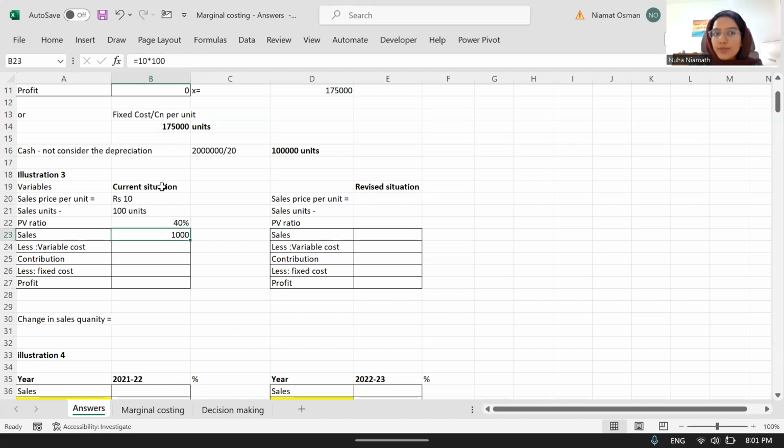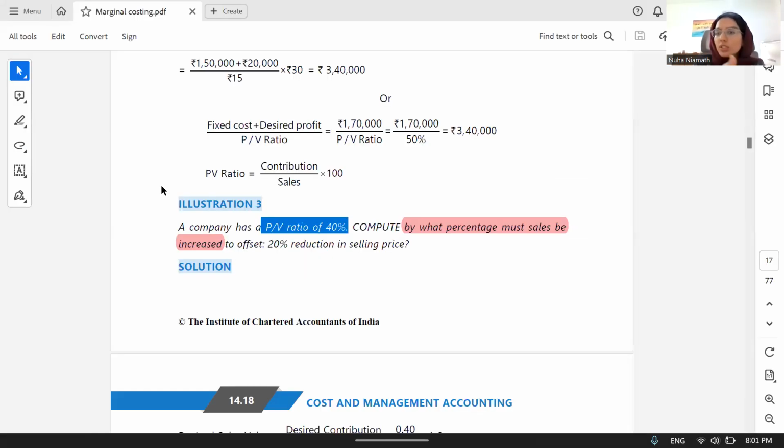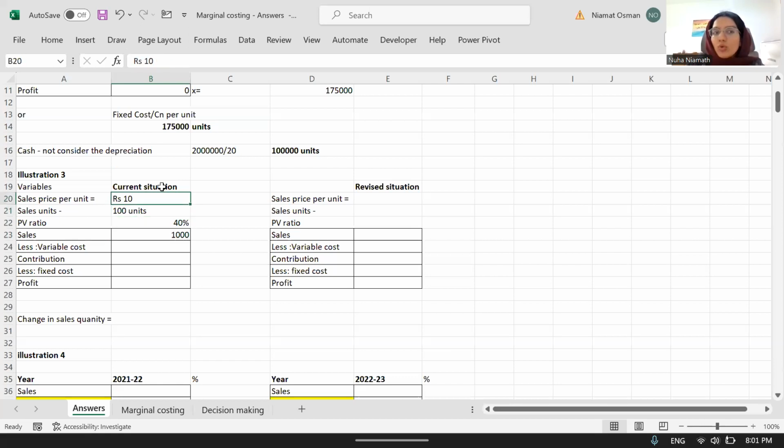Is this clear, everybody? The sales price per unit, I'm taking it as 10 rupees, and the sales units as 100 units. I'm just taking this as an example so that we can start the question. Otherwise, we have no other information. This question is completely blank. We just have a PV ratio. So we have to give the information here. Now, sales I'm getting as 10 into 100 units, which is 1000 rupees.